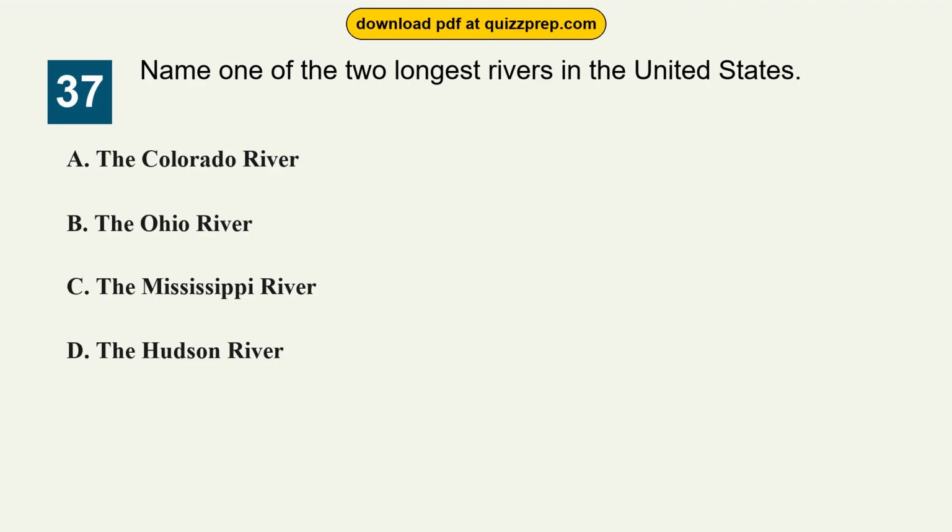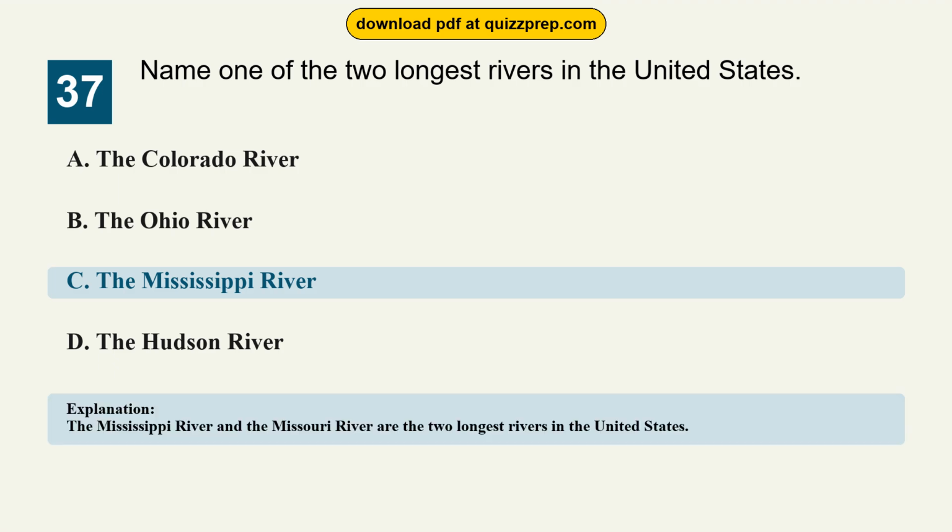Option B, the Ohio River. Option C, the Mississippi River. Option D, the Hudson River. The correct answer is option C, the Mississippi River. The Mississippi River and the Missouri River are the two longest rivers in the United States.